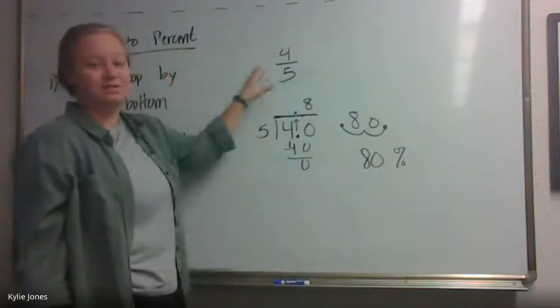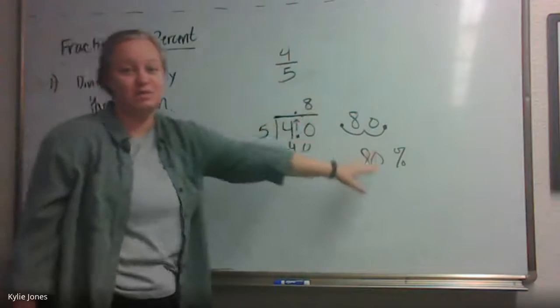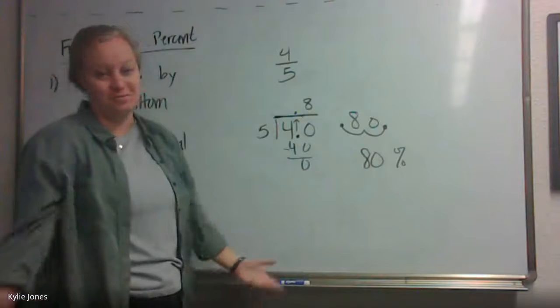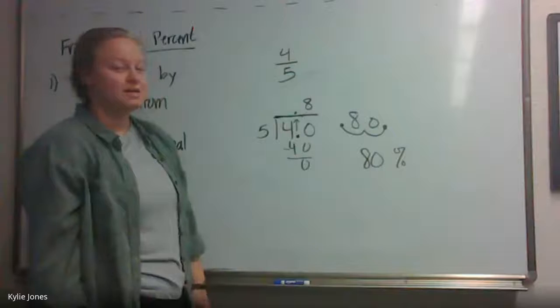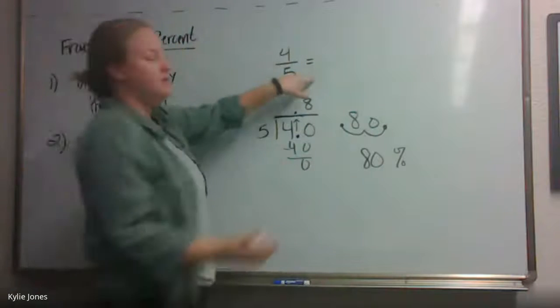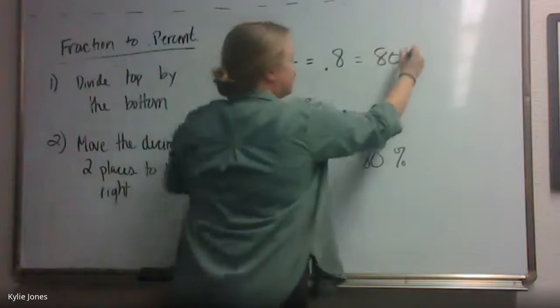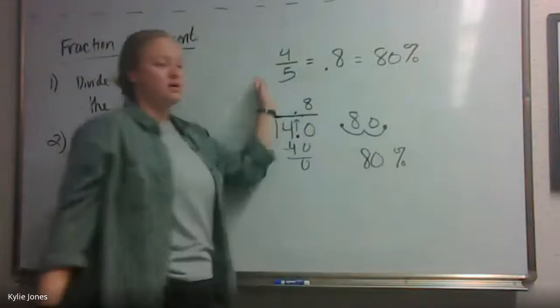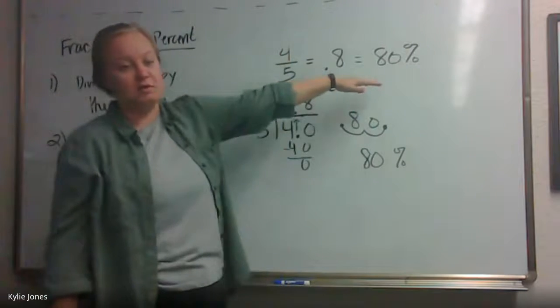So on this one, the fun thing about fraction to percent is you go from a fraction to a decimal to a percent. You have to do all 3 in that process. It's kind of weird. But if we were to write this, we could say that 4/5 equals 8/10, and it also equals 80%. Those are all equivalent. They all equal the same amount of a number.